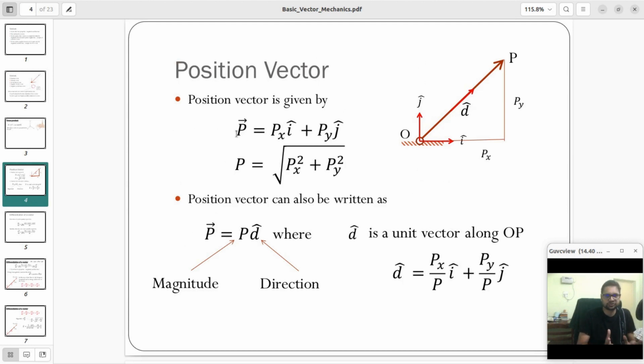We have also discussed position vector, where you can see in the figure position vector P has two components, one along i and the other along j. So the position vector can also be written as P times d cap, where d cap is a unit vector along the direction of the vector P.